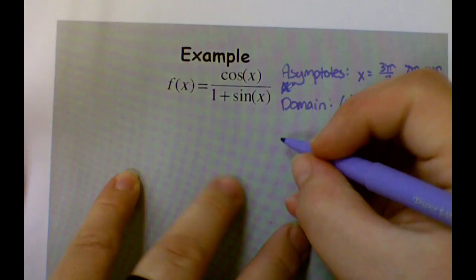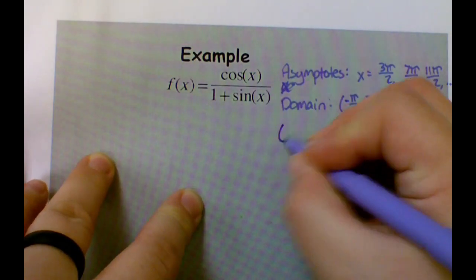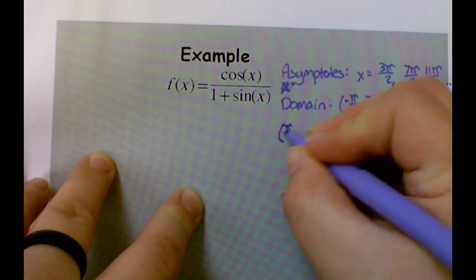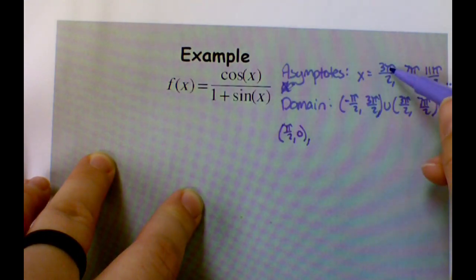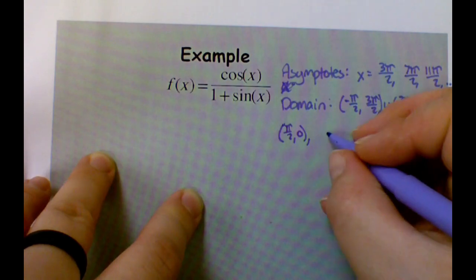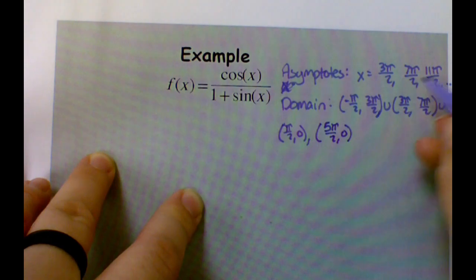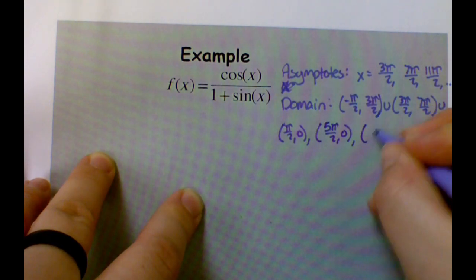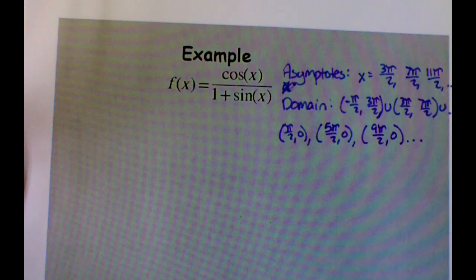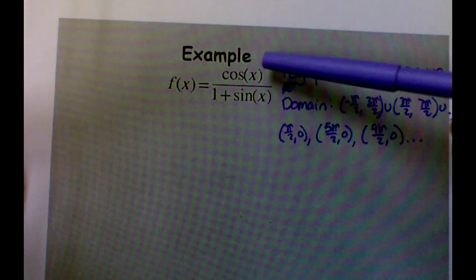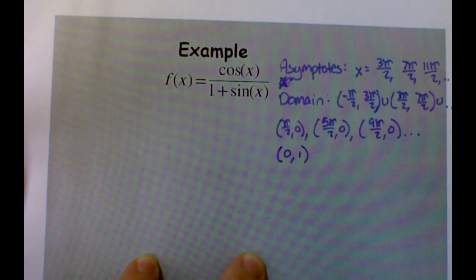For intercepts, if I set cosine of x equal to 0, I get my x-intercepts. That'll be at pi over 2, 0. Can't be at 3 pi over 2 because that's an asymptote. So 5 pi over 2, 0. Can't be at 7 pi over 2, so 9 pi over 2, 0. Hopefully you're picking up on the pattern now. Y-intercepts, if I plug in 0, I get 1 over 1. My y-intercept is 0, 1.